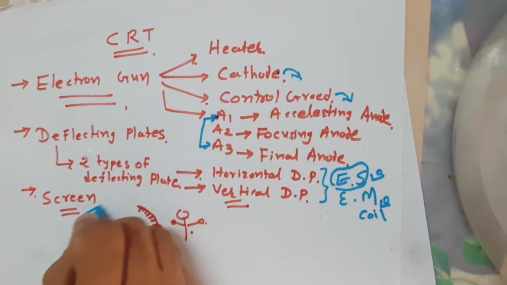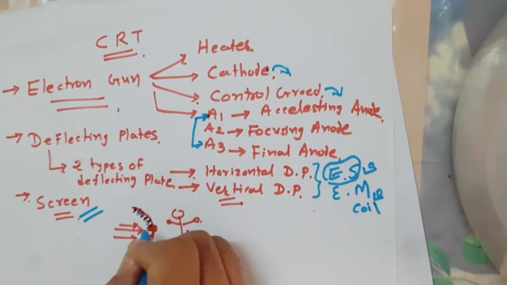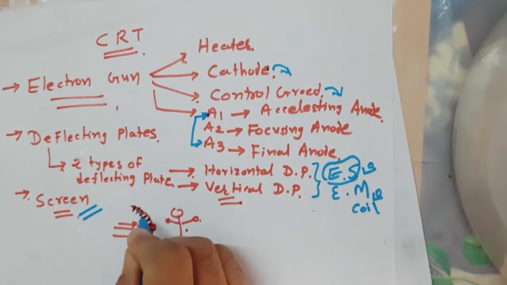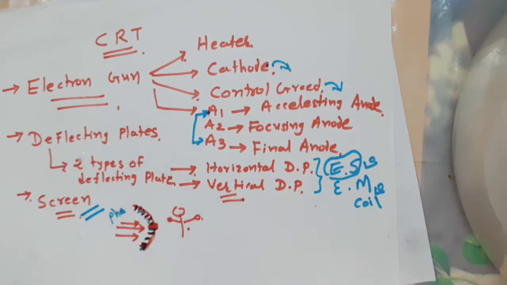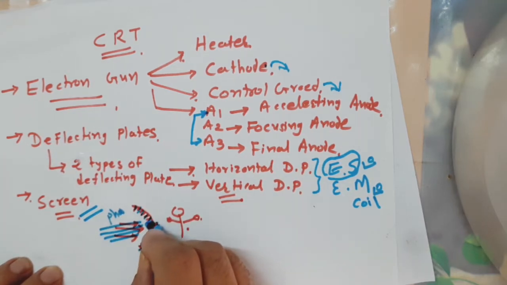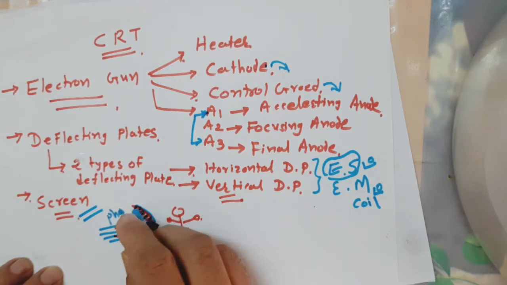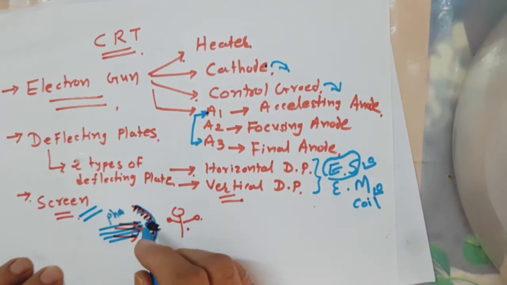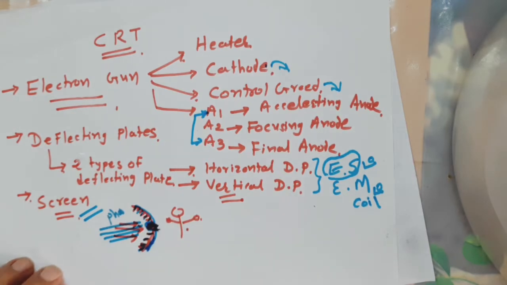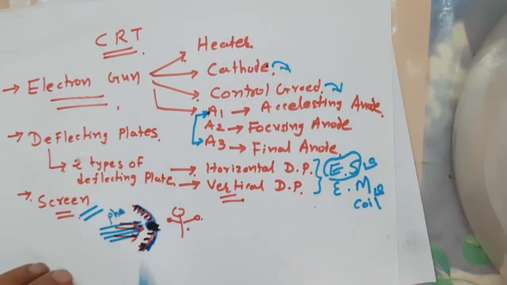The last one is the screen that we already saw. The inside material is coated with phosphor. So when the electron strikes the screen, on the outer side we can see the spot on the screen of the CRO. This spot is due to the phosphor, which has a tendency to convert the beam energy of the electron into light energy. So we can see the spot on the screen of the CRO.